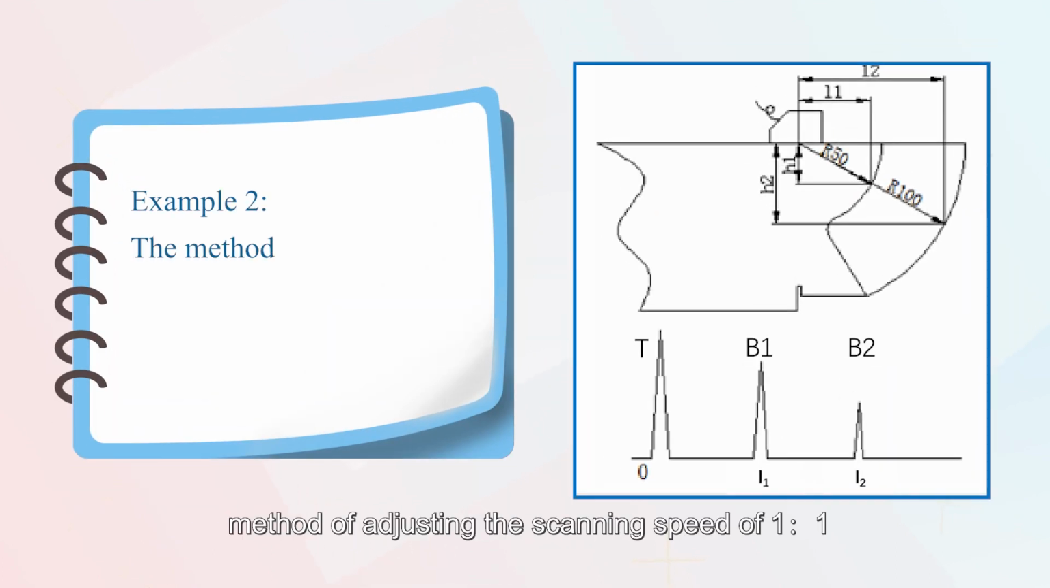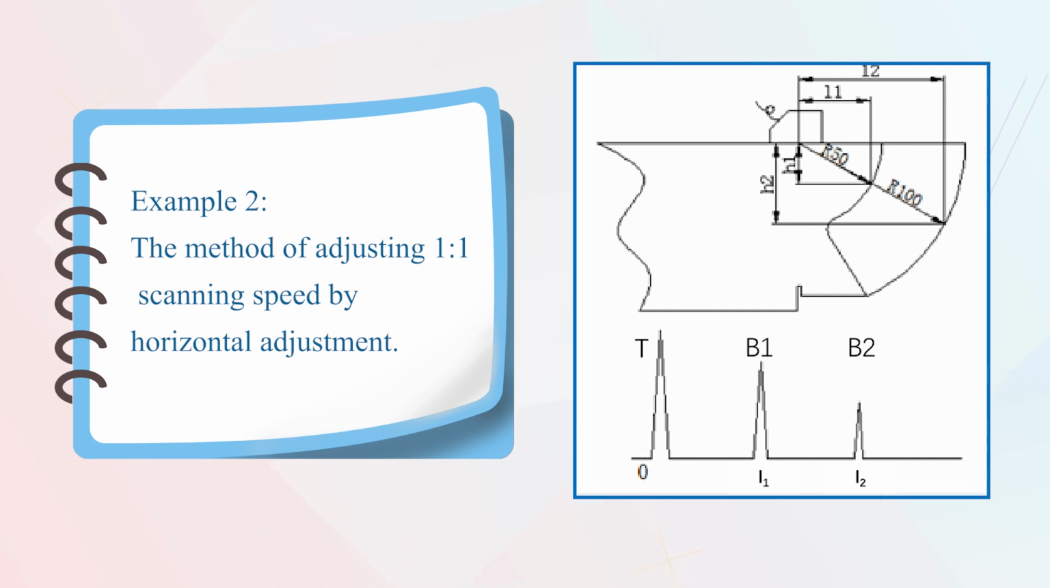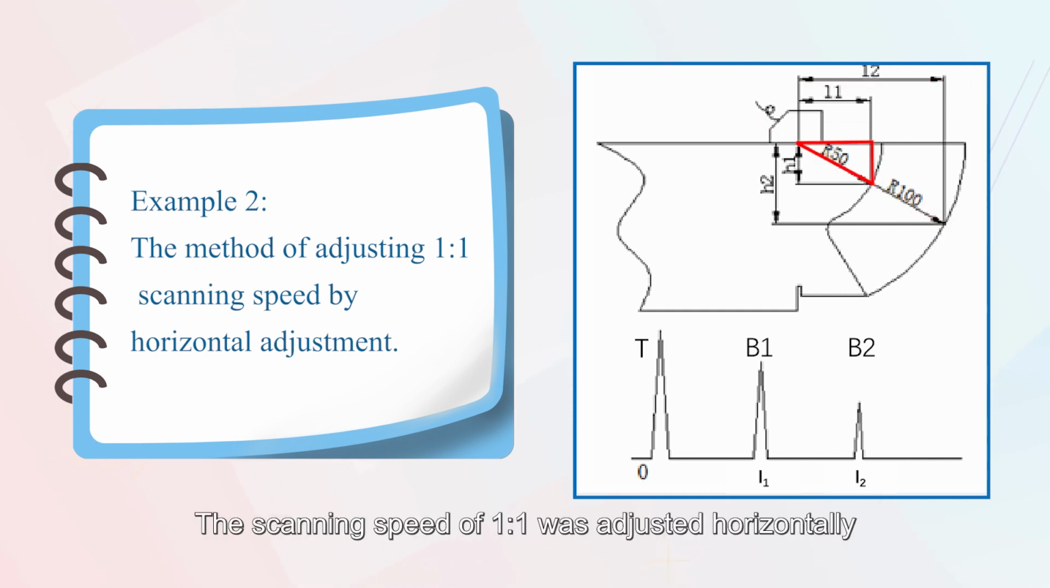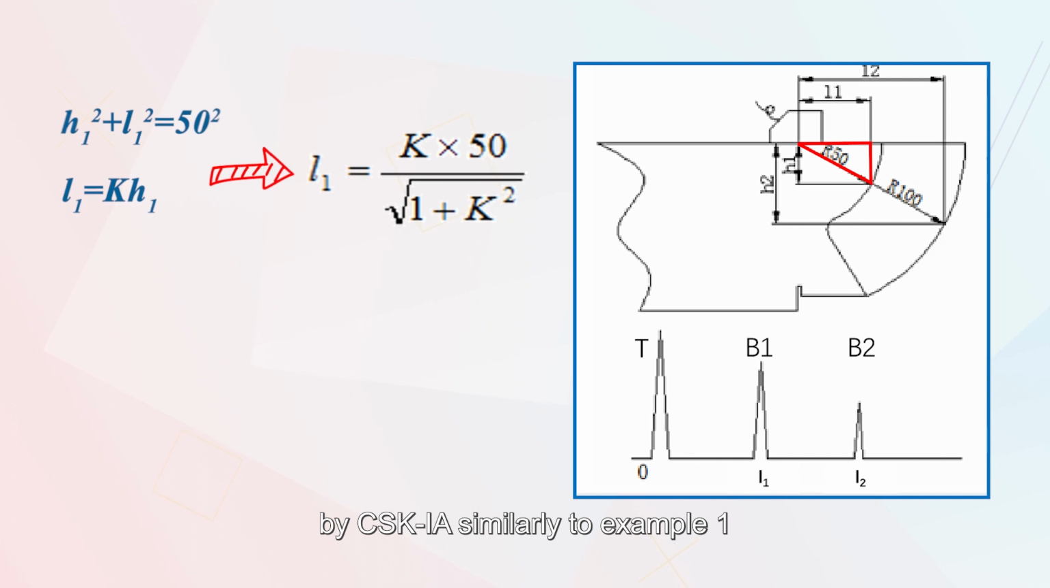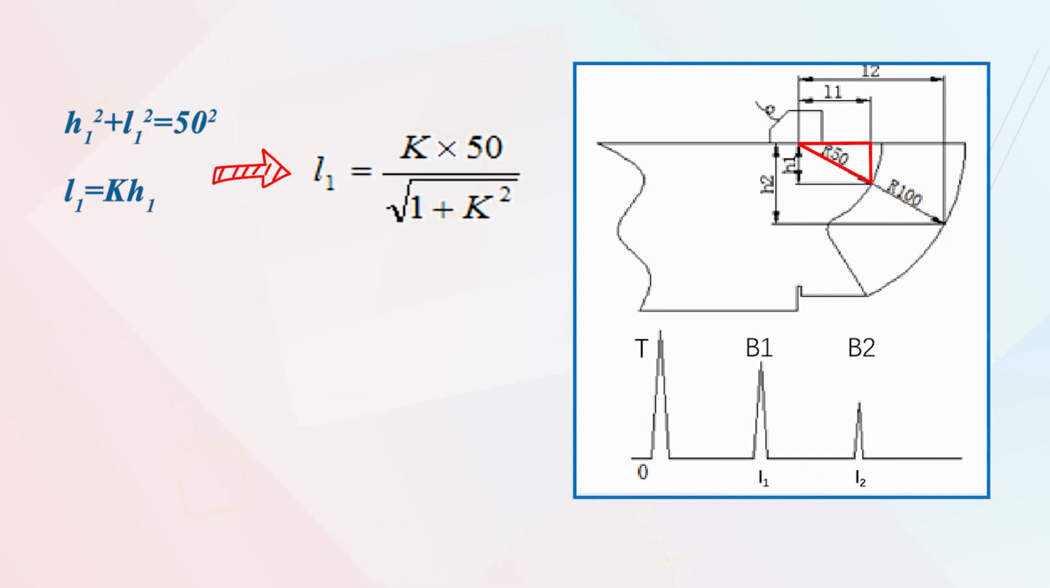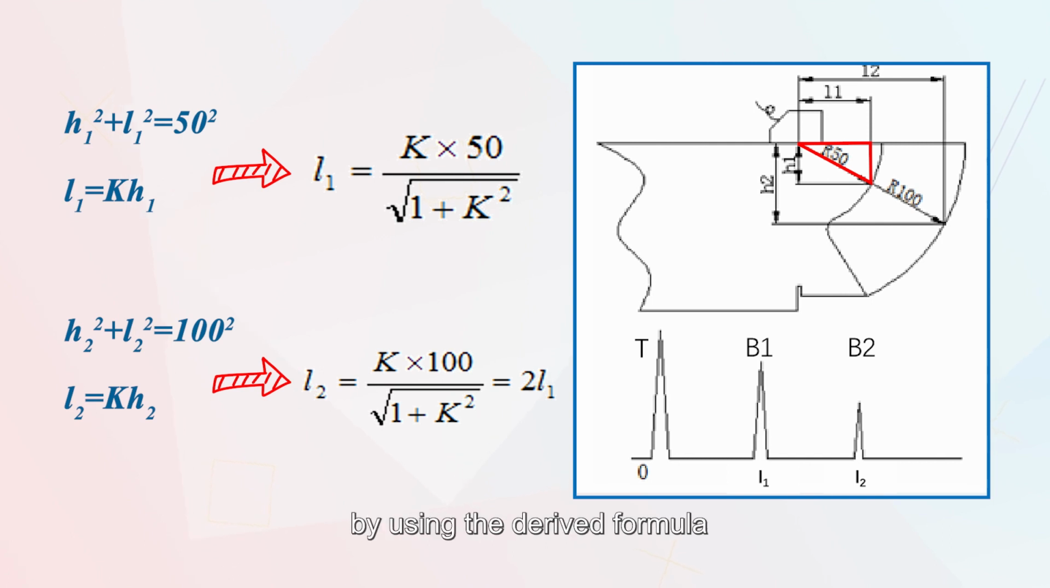Example 2. Method of adjusting the scanning speed of 1 to 1 according to the horizontal adjustment method. As we can see in these formulas, the scanning speed of 1 to 1 is adjusted horizontally by the CSK-IA, similar to example 1. Then calculate L1 and L2 respectively by using the derived formula.